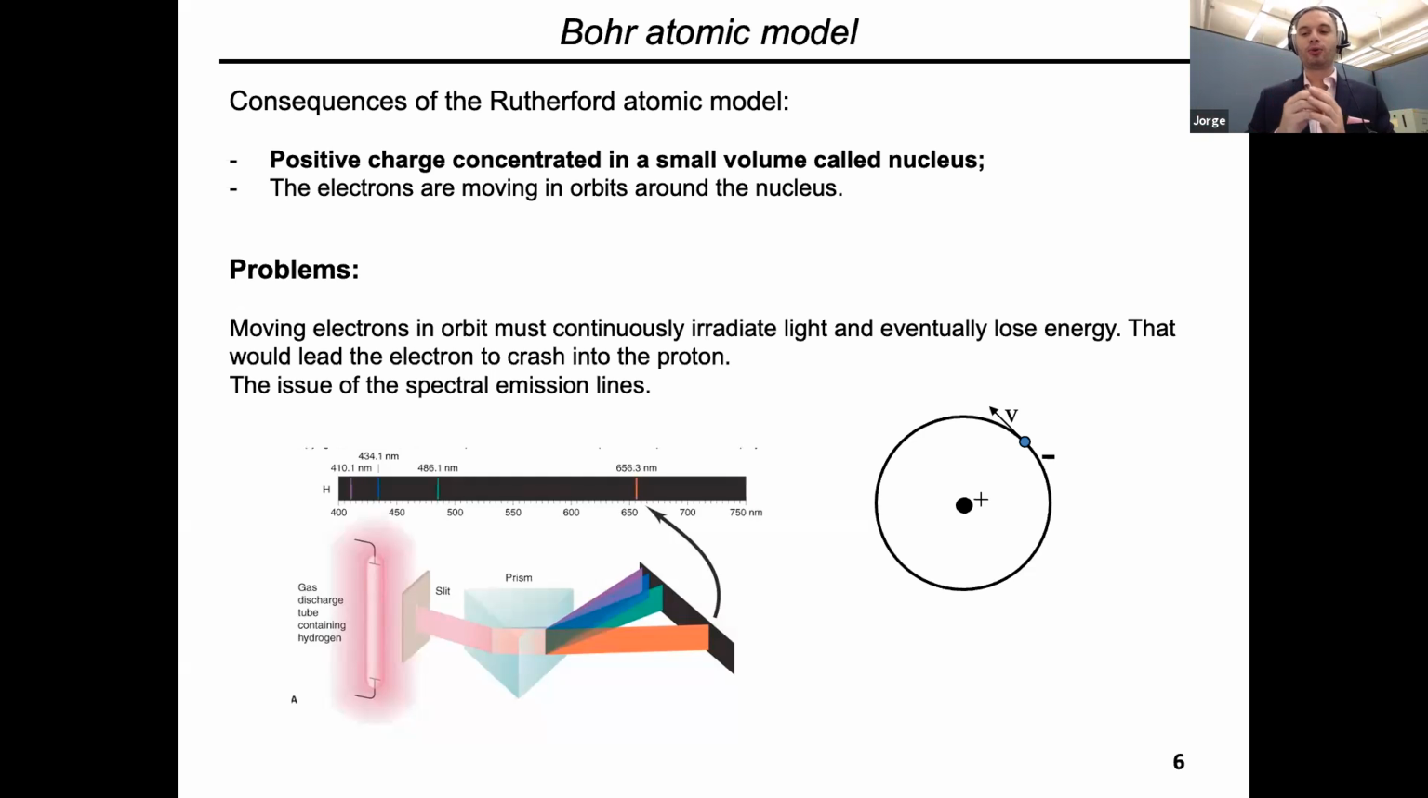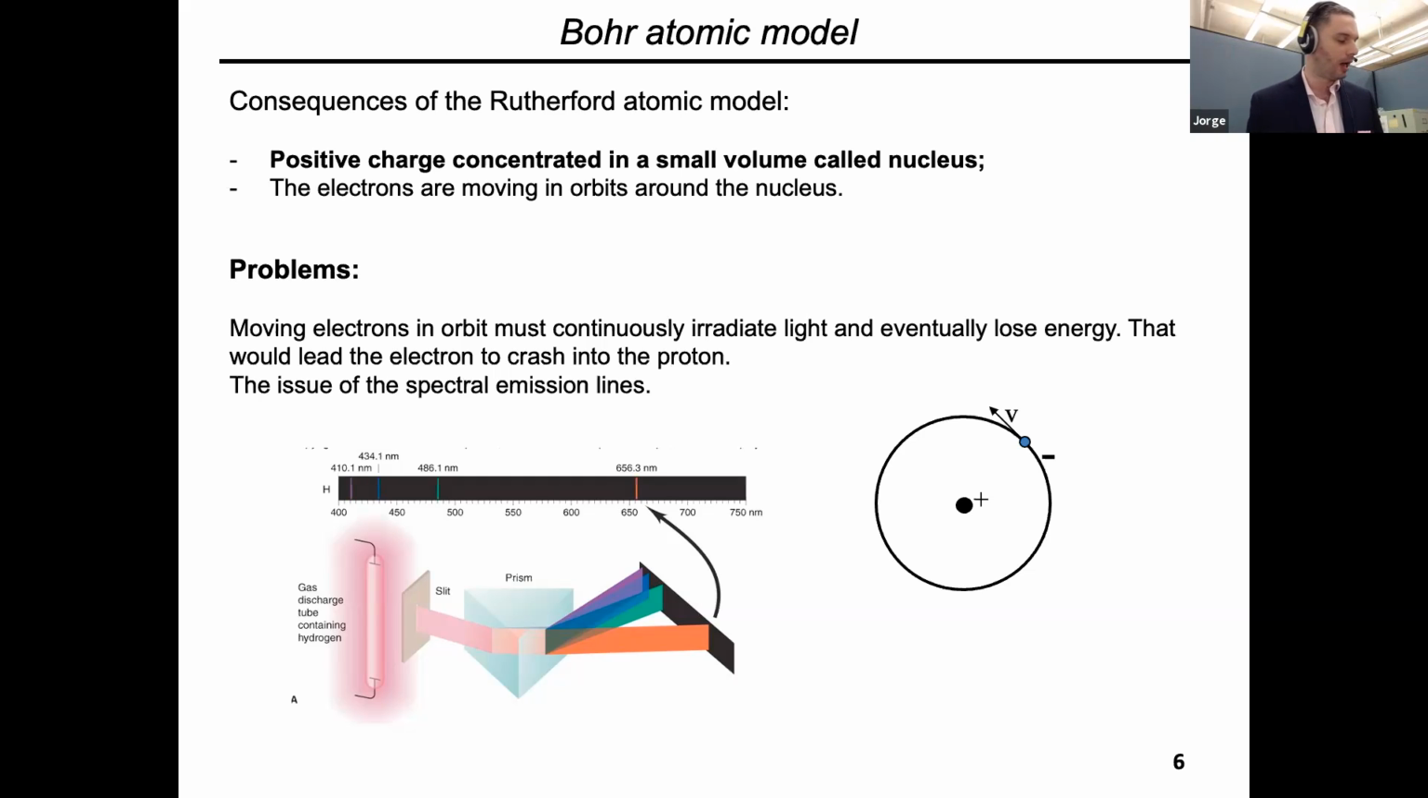if you remember, you had a problem with the Rutherford model because a negative charge moving around a positive charge will have attraction, and eventually the negative charge will fall into the nucleus, okay? And that would be a collapse of the system. So that means the Rutherford model is not good enough. If it's not good enough, we have to come up with something better. Those are the problems that we were facing with the Rutherford model that we need to move on to a better model. First one, moving electrons in orbit must continuously irradiate light and eventually lose energy. That would lead the electron to crash into the proton, and that would collapse the atom.